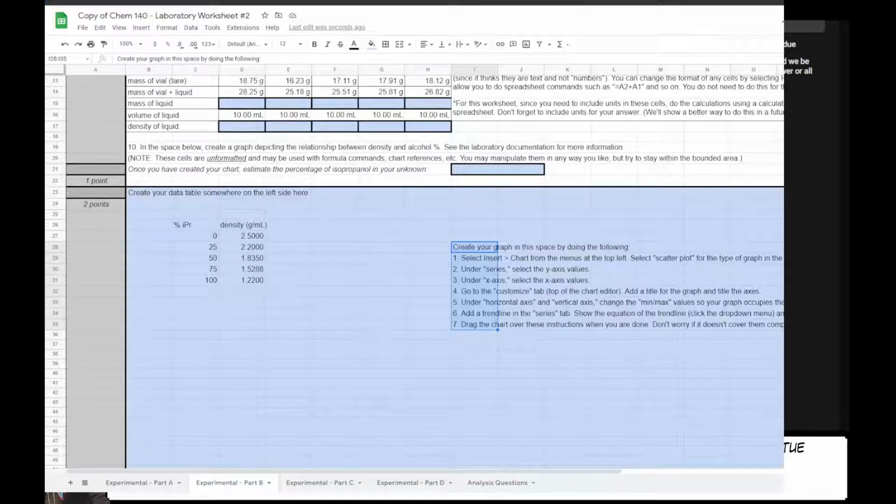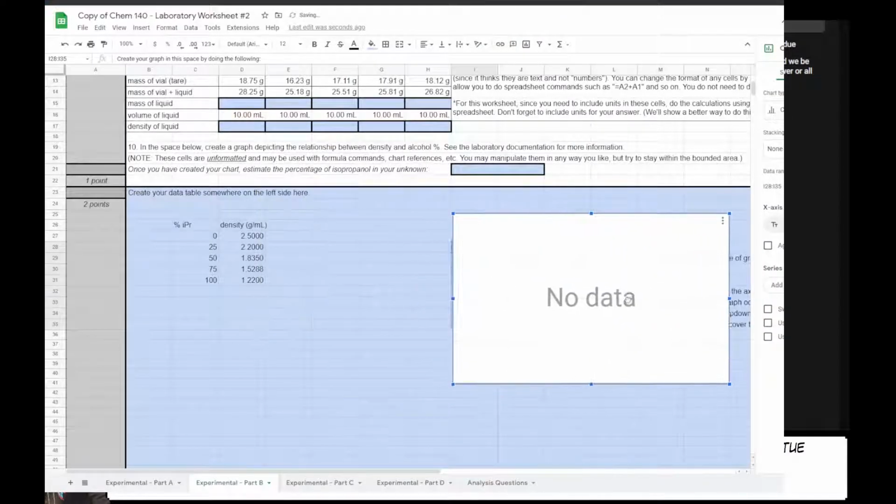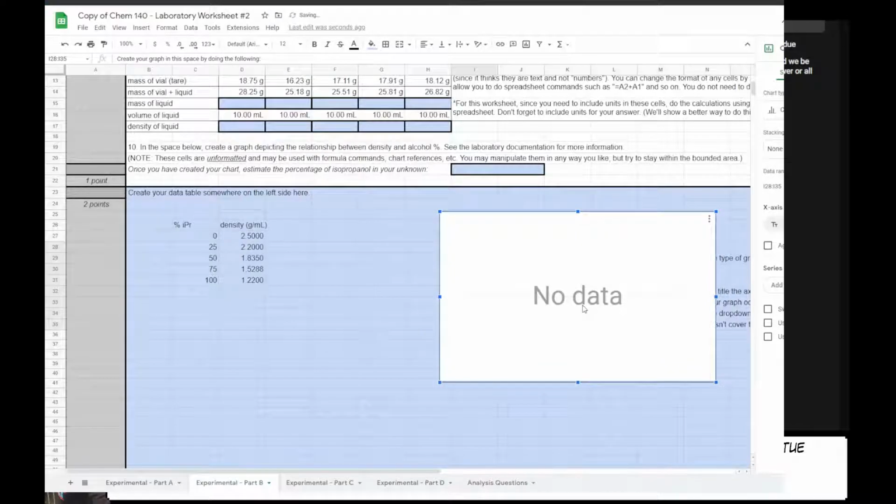All right, so the first thing we're going to do is go up to where it says Insert, and hit Chart. It should put a big block down that just says No Data. There you go. So we need to tell this chart that it needs to have this data.